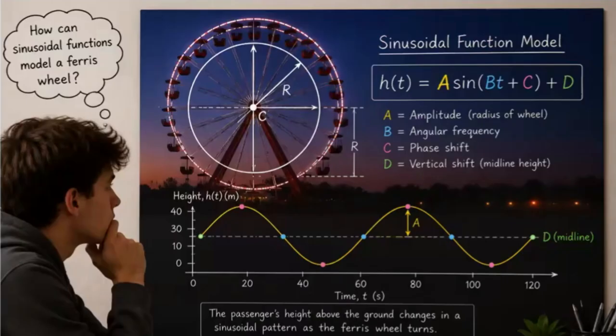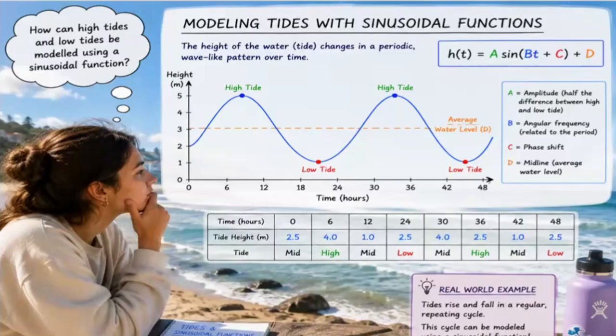Sinusoidal functions are circular functions, which means they can model motions that repeat in cycles. But how does a Ferris wheel create a sine graph? As the wheel rotates, the passenger's height rises and falls in a smooth repeating pattern, and that pattern becomes a sinusoidal function. High tide, low tide, and then the cycle repeats again.